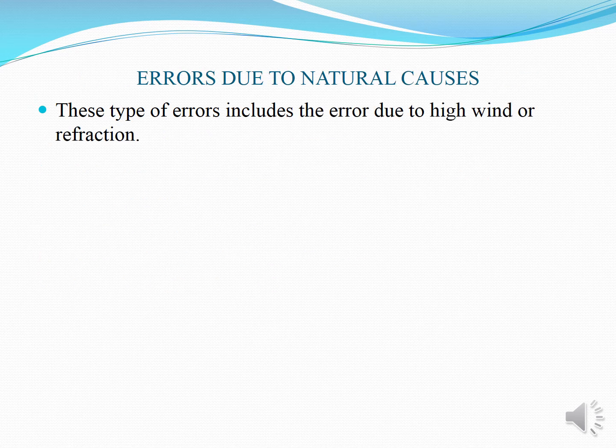And next is errors due to natural causes. These types of errors include error due to high wind or refraction. Due to high wind, these errors normally occur, and they are called natural causes or natural errors.